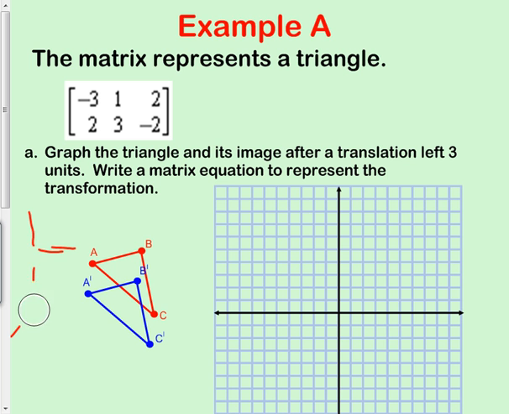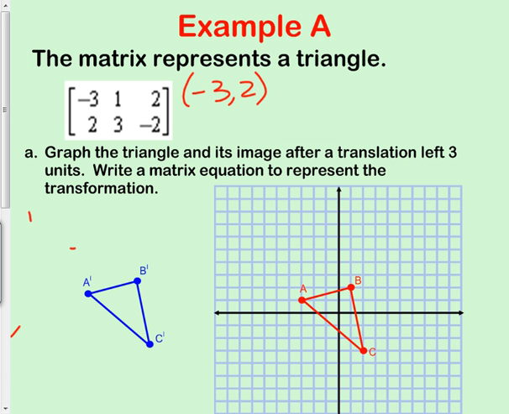So let's look at an example. These are our points for a triangle, and I have already done this. So -3, 2. So that's our original triangle based on this matrix, right? -3, 2, 1, 3, 2, -2. Our points are those 3 points that make up that triangle.